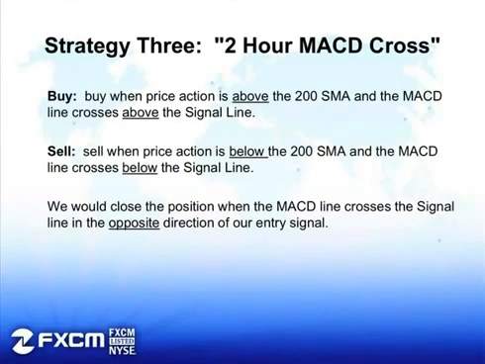Strategy 3. You buy when price action is above the 200 period moving average. This is on a 2-hour chart, obviously. Price action is above the 200 period simple moving average, and the MACD line crosses above the signal line. Sell when price action is below the 200 period simple moving average, and the MACD line crosses below the signal line. We would close the position when the MACD line crosses the signal line in the opposite direction of our entry. Okay, a picture is worth 1,000 words, so let's have a picture of a chart up here.